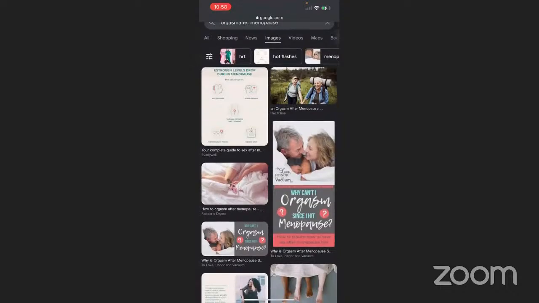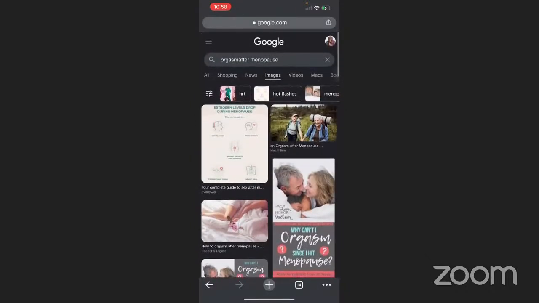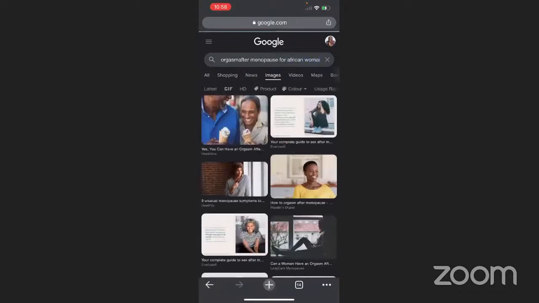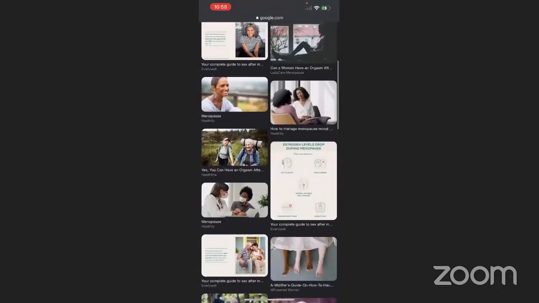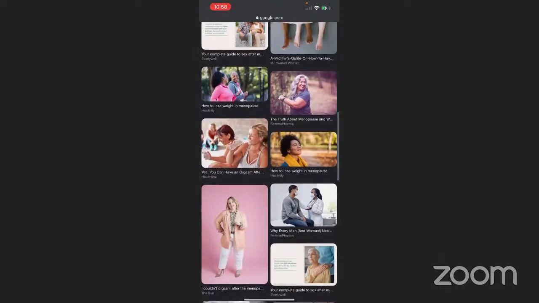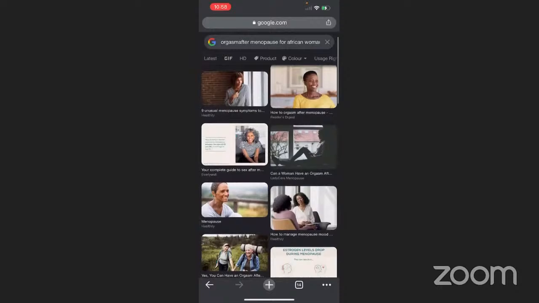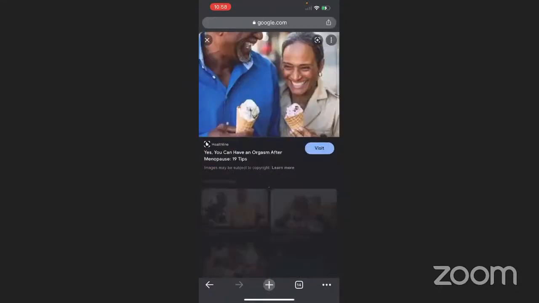You can decide to use, remember your ID client. If your ID client is a Black person, use Black people. So I can just put orgasm after menopause for African woman. If I put it like this, Google should give me pictures of African women. Can you see? The pictures have changed to Black people, so that you'll be able to find relevant pictures that your people can look at very well. So I can decide to take this picture now.